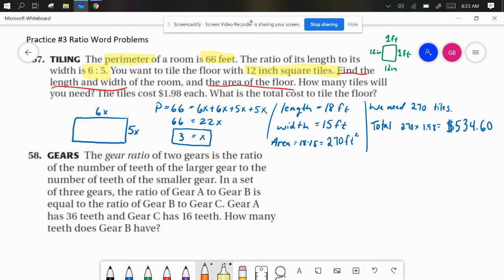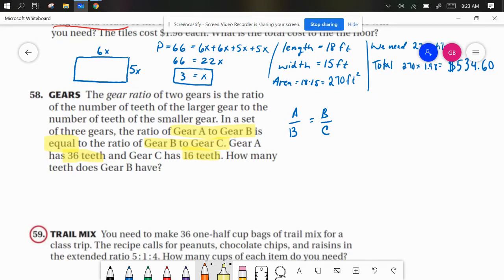So they gave us a couple ratios. A to B is equal to B to C. So let's set up that equation. A to B is equal to B to C. And then they told us that gear A is 36 and gear C is 16. So let's substitute those values in. All right, so we have this proportion that we're going to solve now.